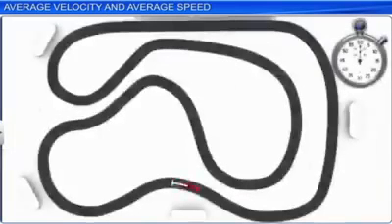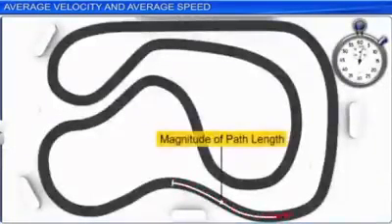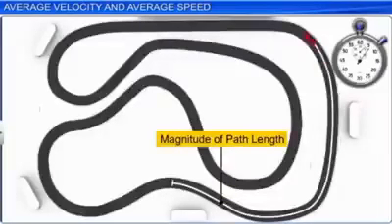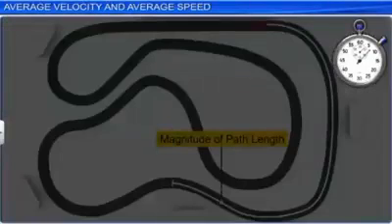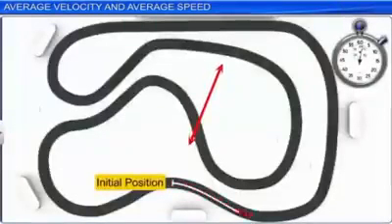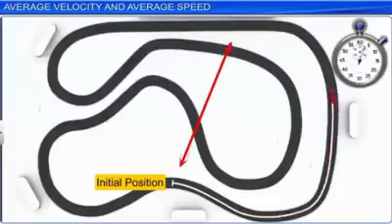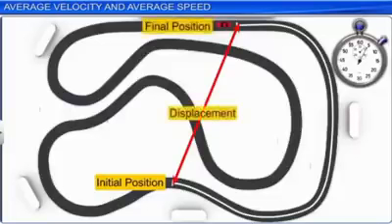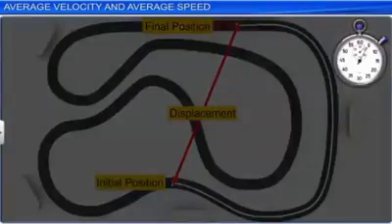Speed depends on the magnitude of the path length described by a body and the time taken to describe this path. Velocity, on the other hand, depends on the displacement of a body and the time taken for this displacement. Let's start with average velocity.